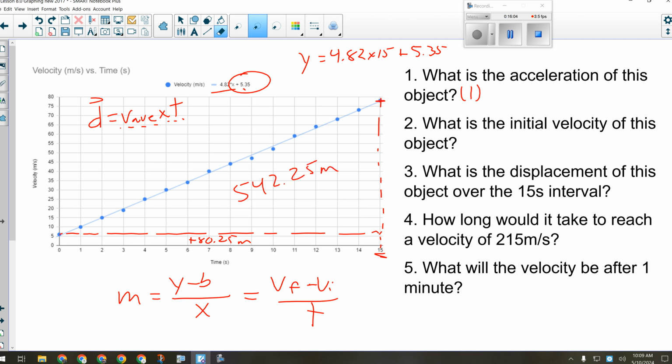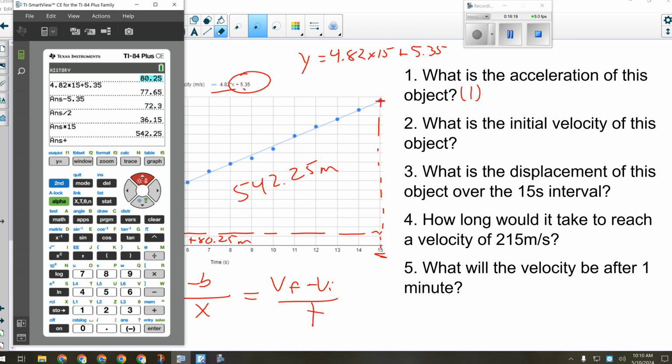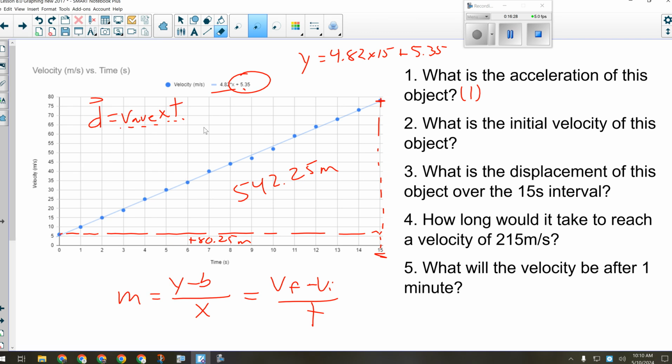Okay, what do I do with those two numbers? Add them together, yeah. So, plus, where did my 80.25 go? There it is. Okay, so the total displacement is 622.5 meters.